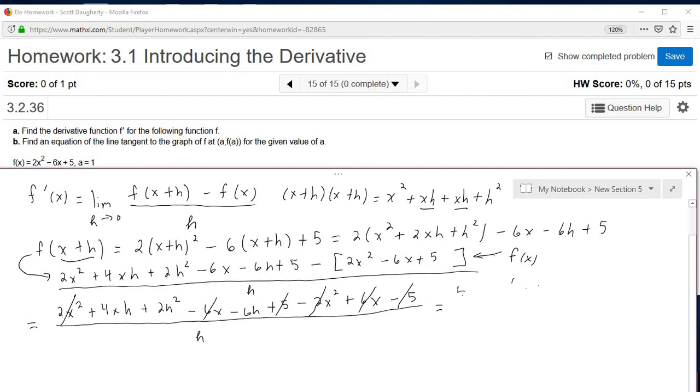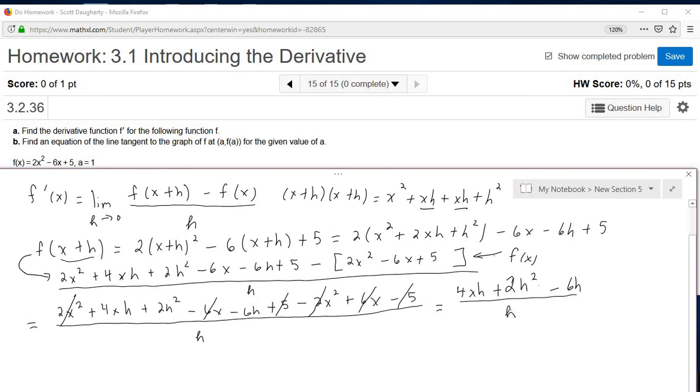You're left with 4xh plus 2h squared minus 6h, and then that's divided by h. Now notice every one of the terms on top has an h in it, and because of that, you can cancel with the h in the bottom.